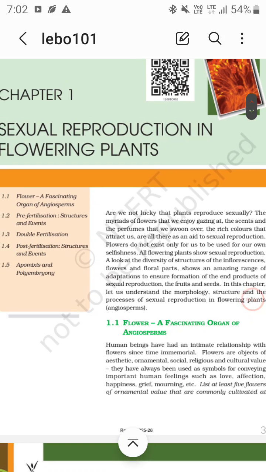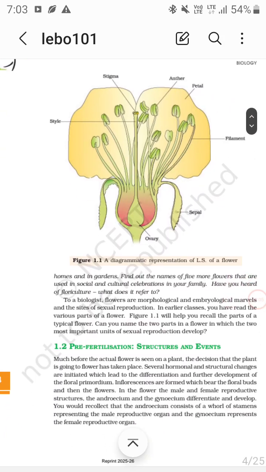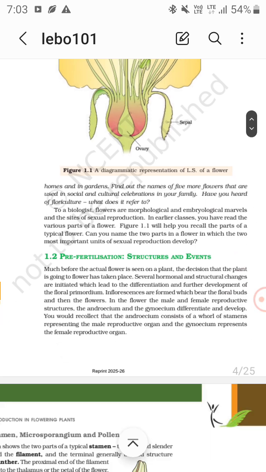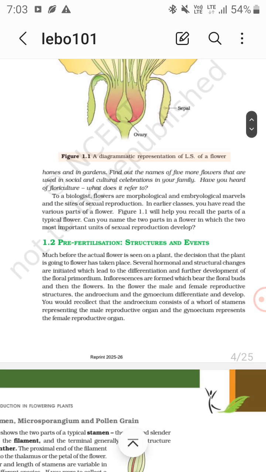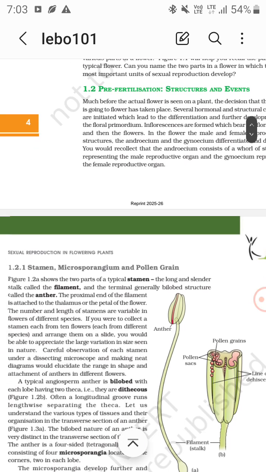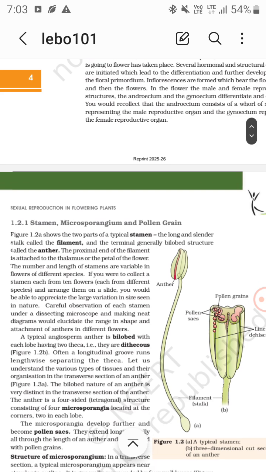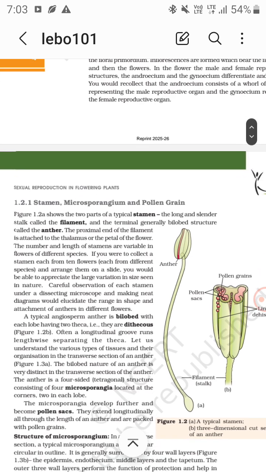Okay, so the sexual reproduction in flowering plants, right? Here, pre-fertilization: structures and events. The stamen, microsporangium and pollen grain. Stamen has filament and anther. The proximal end of the filament is attached to the thalamus or the petal of the flower. The number and length of stamens are variable in different species, for example Salvia.